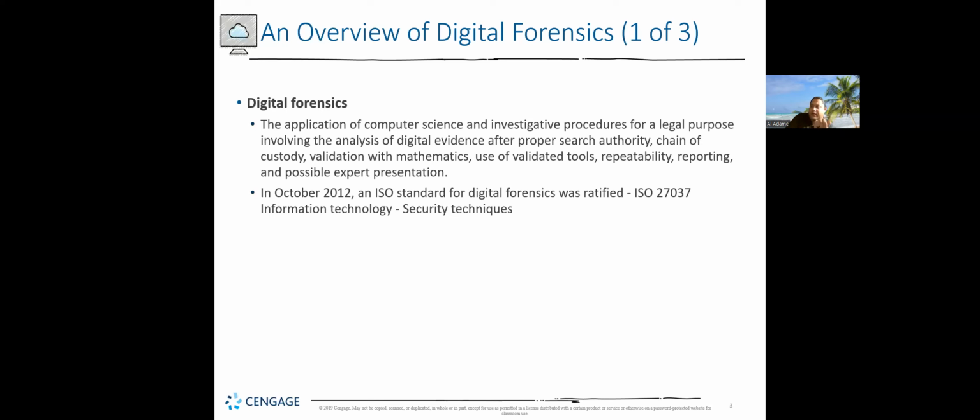You combine that with computer science for a legal purpose involving digital evidence after proper search authority, as in police investigations, FBI, DEA, CIA. I'm going to name a bunch of government entities for this kind of stuff because that's what I'm used to talking about more. Chain of custody, all part of it. Validation with mathematics, that is actually what your computer would do. It would verify things for you from scanning and doing things.